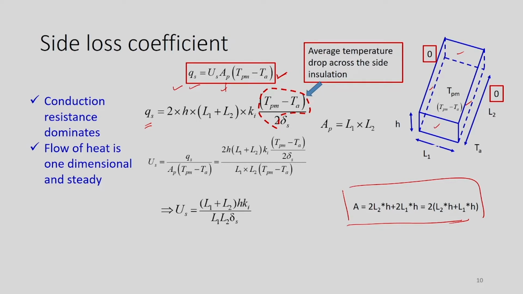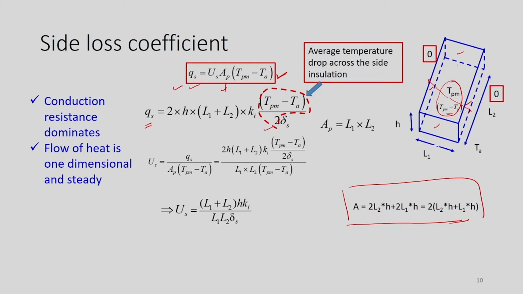Why is this component used? Because if we consider the plate, the heat loss from the plate will be something like Tpm minus Ta, and this heat loss will reduce slowly towards the top and then again towards the bottom. So, the average heat loss can be taken, and that is why this term is divided by 2. The average temperature drop across the side insulation can be considered as Tpm minus Ta divided by 2.